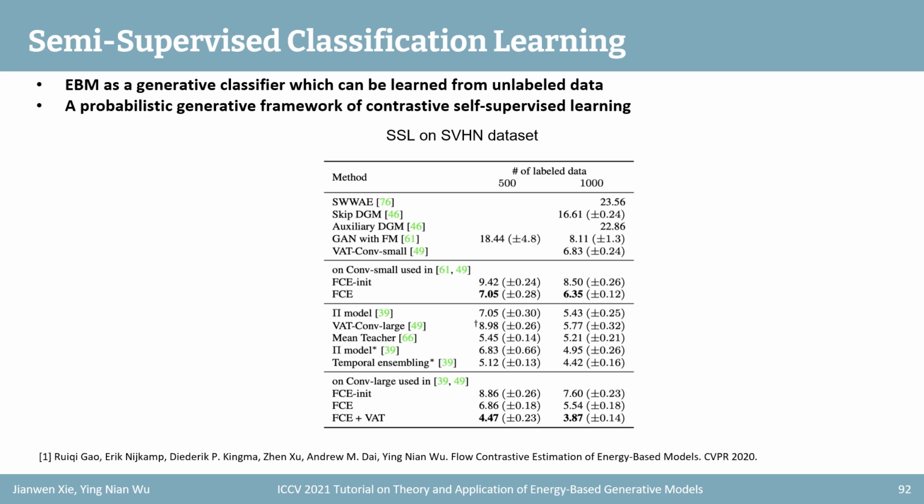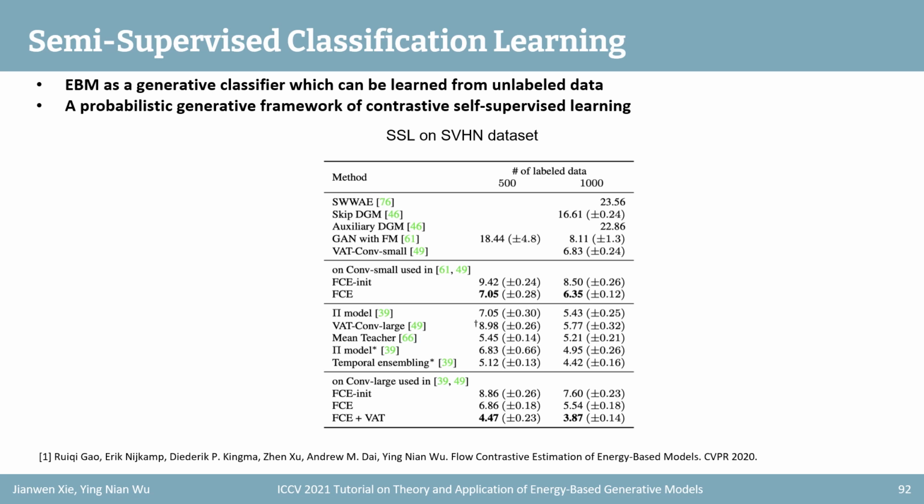More importantly, this method can also be used for semi-supervised learning. So for the unlabeled data, you can train both the flow-based model and the energy-based model jointly, where the energy-based model is trained in a discriminative way, like a classifier. So the EBM is like a generative classifier, but it is learned from unlabeled data.